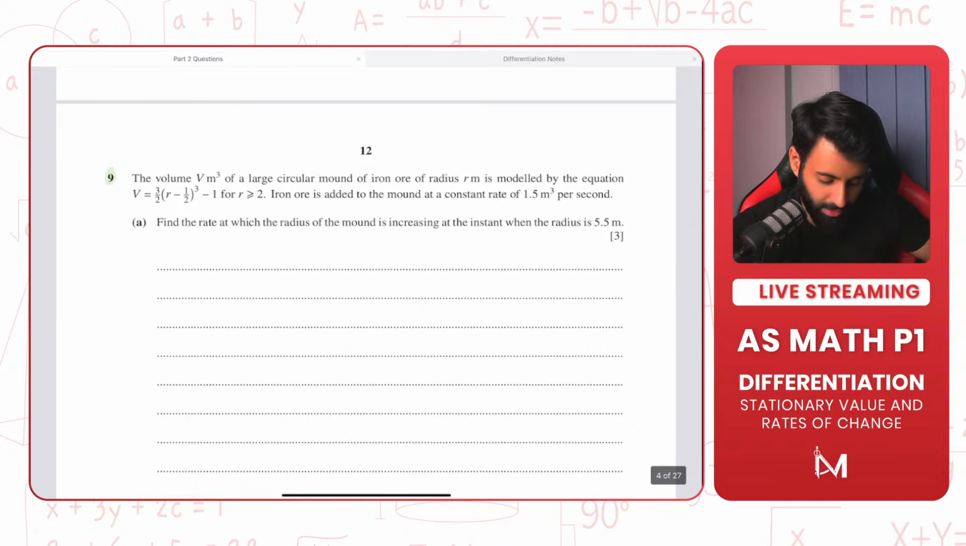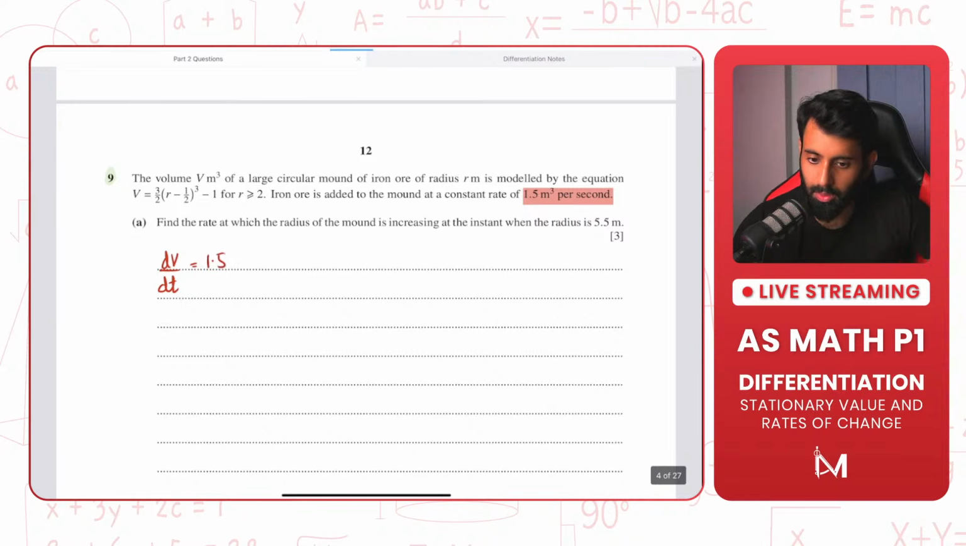Then it says iron ore is added to the mound at a constant rate of 1.5 meter cube per second. Now notice, what is this 1.5 meter cube per second? What do we measure in meter cube? Volume. So that means this is dV/dt, which is equal to 1.5.